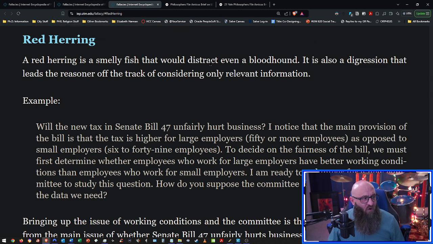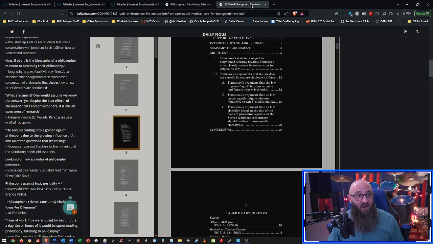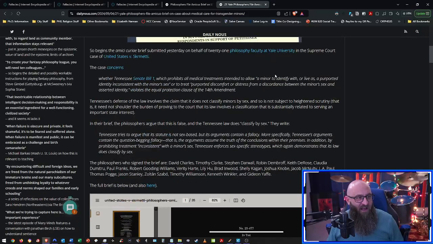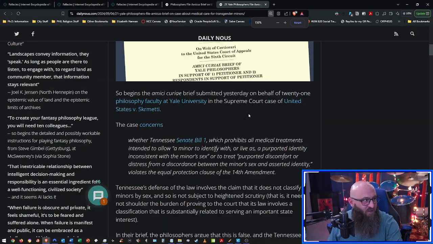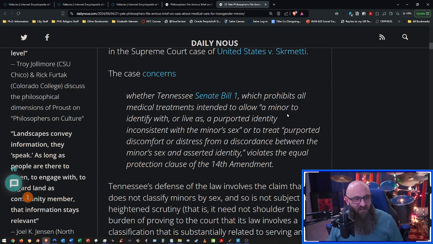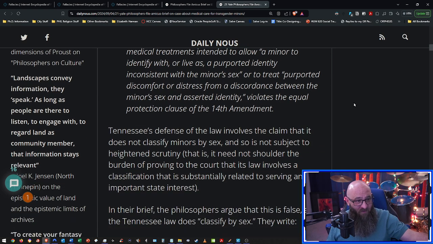Okay, really quick, I want to switch to something that just came up to me yesterday. This was posted yesterday. So there's this in Tennessee recently. Let me make this bigger for you. Tennessee proposed Senate Bill 1, which prohibits all medical treatments intended to allow a minor to identify with or live as a purported identity inconsistent with the minor's sex. Now, I'm not going to take a side here. I just want to demonstrate something to you. So this is a Senate bill in Tennessee. I believe it passed, if I'm not mistaken.